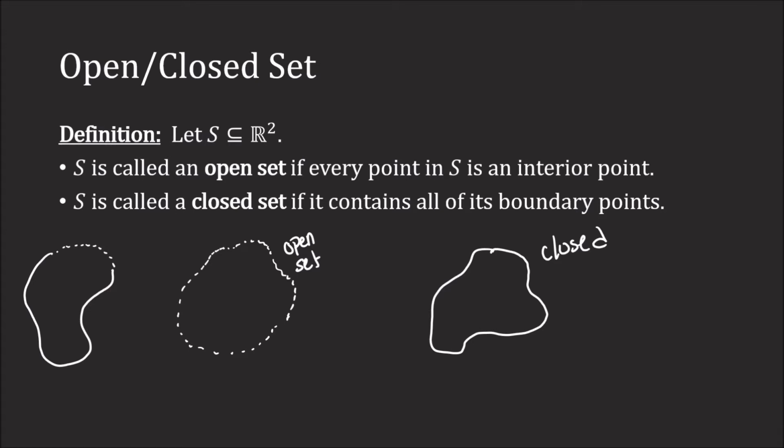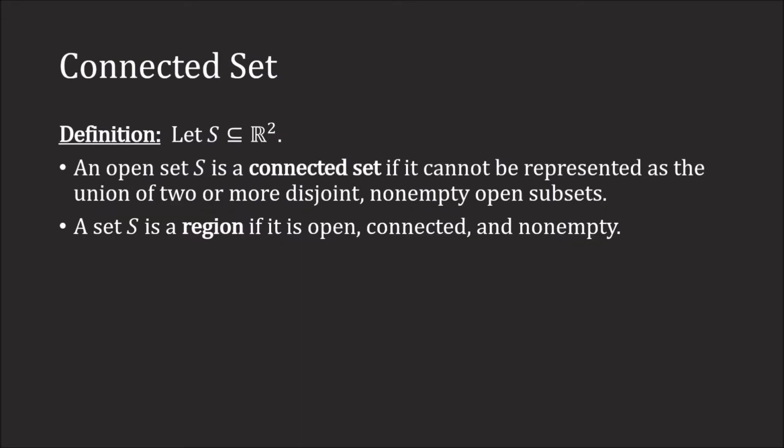Next, the idea of a connected set. So an open set is a connected set if it cannot be represented as the union of two or more disjoint, non-empty, open subsets. And then we say a set S is a region if it is open, connected, and non-empty. So we can draw something like that. These would be disjoint sets.